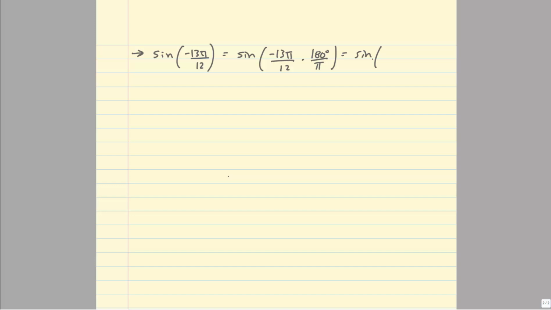So 180 divided by 12 is the first simplification I can make, and I'll get a 15 there. Then the pi's will cancel, and it looks like I'm just left with 13 times 15, and I need to remember that's negative. So this is negative 195 degrees. Okay, so right away I'm thinking negative 180 minus 15. Negative 180 is a standard angle, but the minus 15 is not. So I need to work a little bit harder on coming up with the correct combination here.